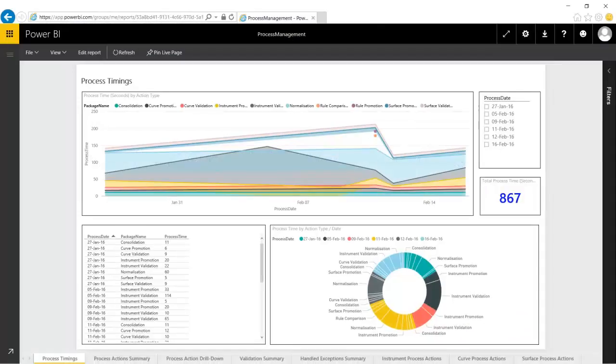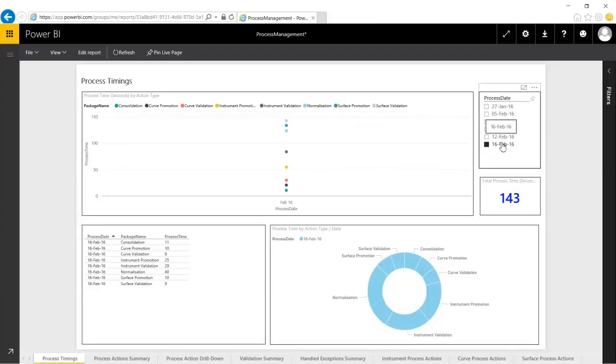So we're already signed into Microsoft Power BI Online, and the first visual is process timings. On any given day we're looking at how long each of those data flow tasks actually took. If we pick a particular date, 16th of February, we can see in the bottom left how long in seconds each of those processes took. So it's a question of normalisation, consolidation, validating instruments, validating curves, validating surfaces.